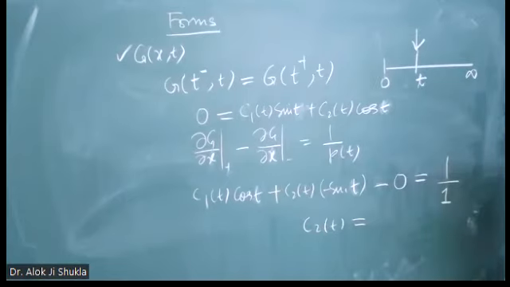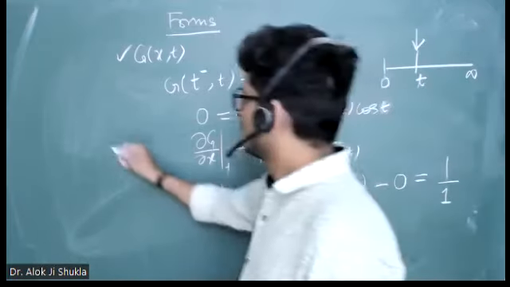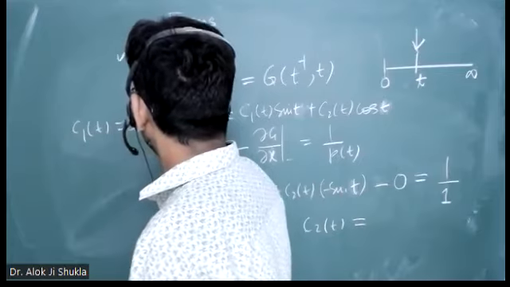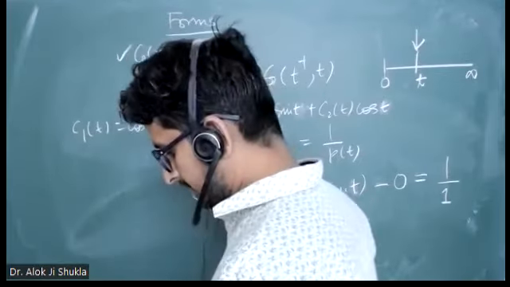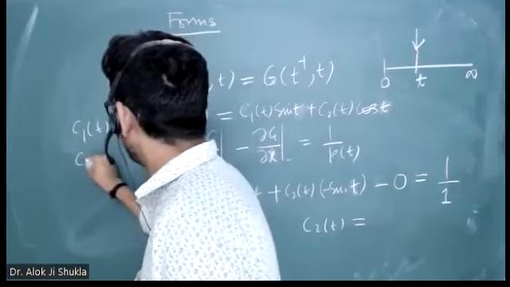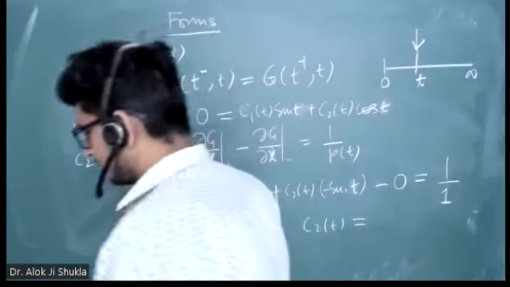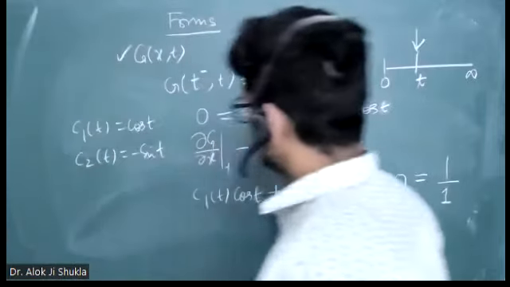Tell me what we will be getting. Solve it. What is the value of C1 and C2? Sir, C1t is coming as 1/2 cos t. And C2t is minus sin t. Solve it once. Sir, it is coming as minus 1 sin 2t.